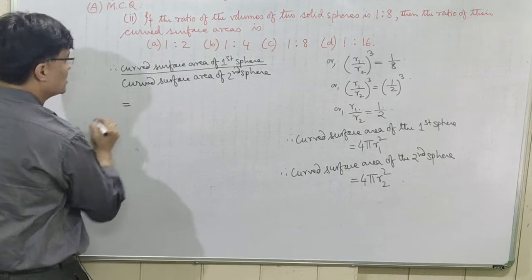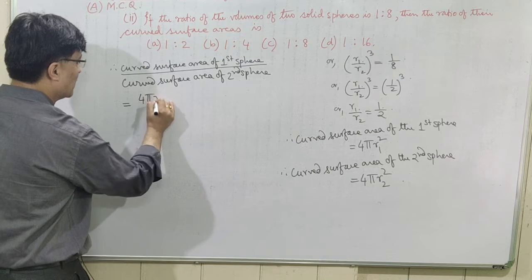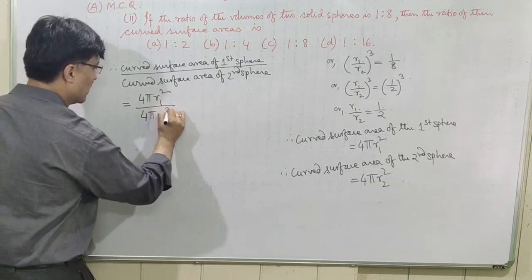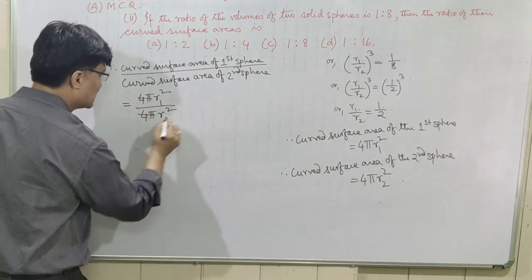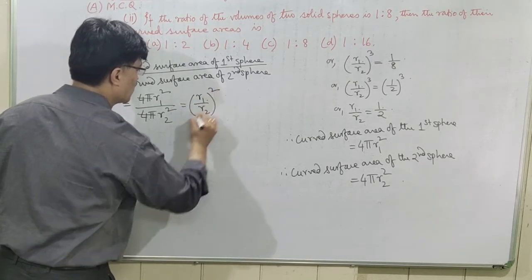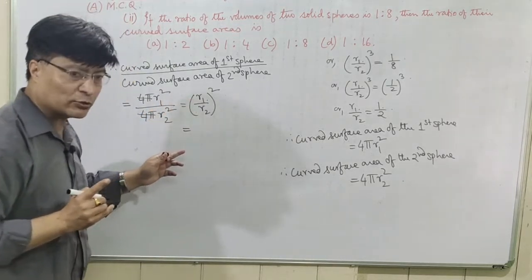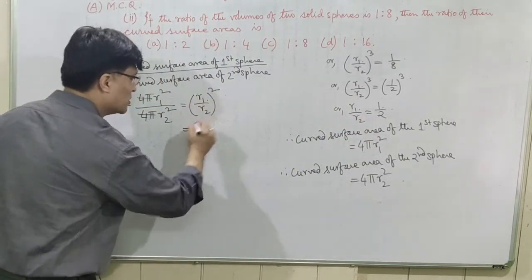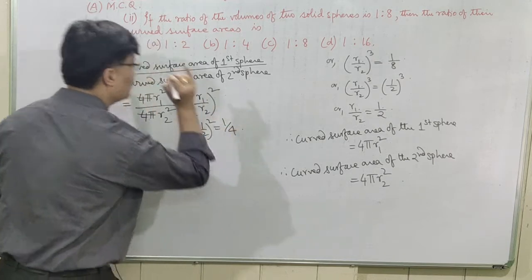Okay, so which is equal to, what is the curved surface area of the first sphere? It is 4 pi r1 square divided by 4 pi r2 square. Is that clear? So we can cancel here, 4 pi gets cancelled, which is equal to r1 by r2 whole square. Just now we have calculated the value for r1 upon r2. So r1 upon r2 here is half. So you can write r1 by r2 is equal to half whole square. So half whole square is equal to 1/4.